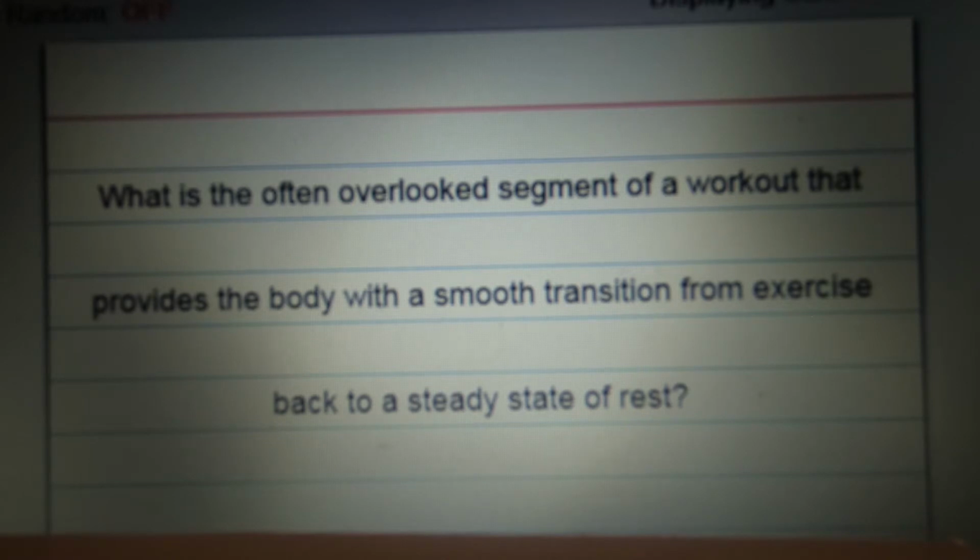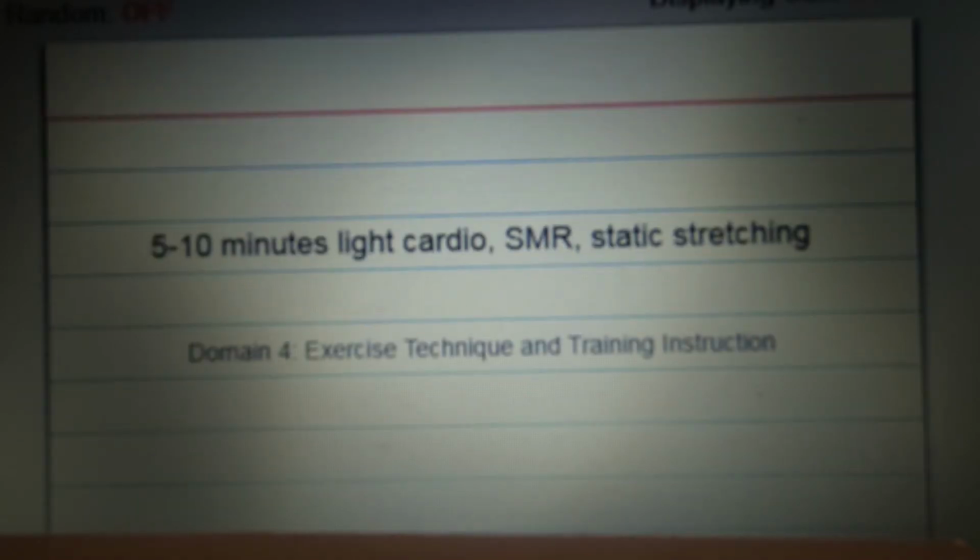What is the often overlooked segment of a workout that provides the body with a smooth transition from exercise back to steady state rest? Cool down. What are some suggested steps for a cool down? 5 to 10 minutes light cardio, SMR, static stretching.